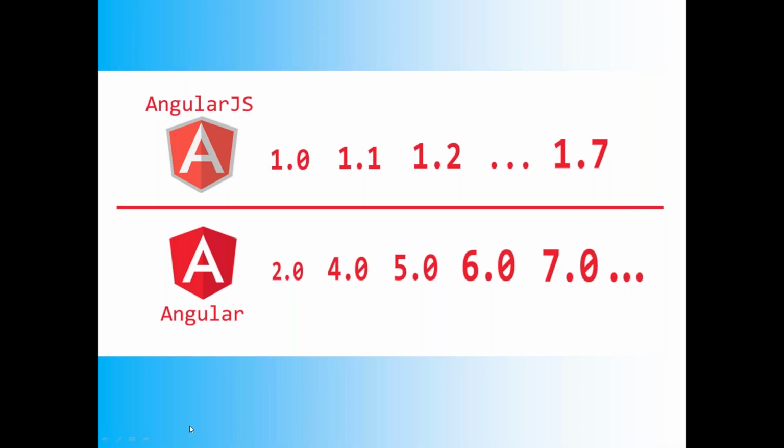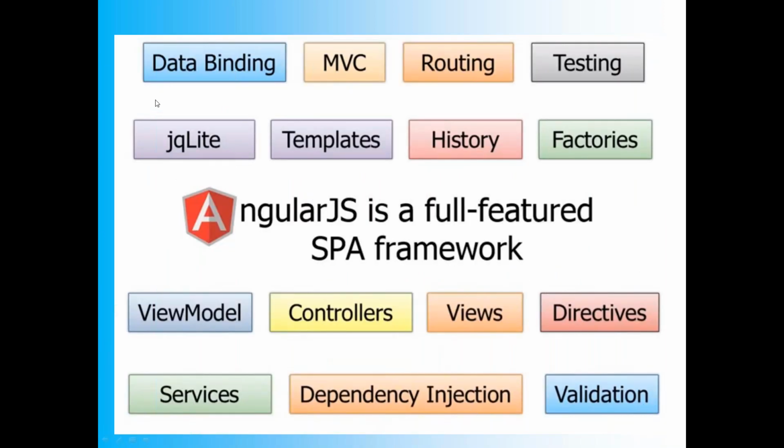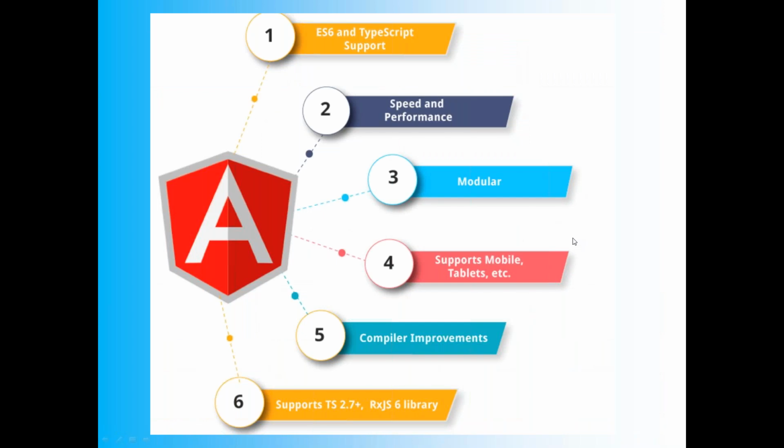Currently we have two options available in the market: the latest Angular JS version is 1.7, and Angular is at 8.0 now. It is a fully featured SPA framework, which is used to implement the single page application architecture. It includes all these features, which we will discuss inside our implementation. Angular has ES6 and TypeScript support, it improves speed and performance, and it is modular. Compared to Angular JS, Angular supports mobiles and tablets with more interactiveness and more programming inside their mobile applications. But here, make a note of that.